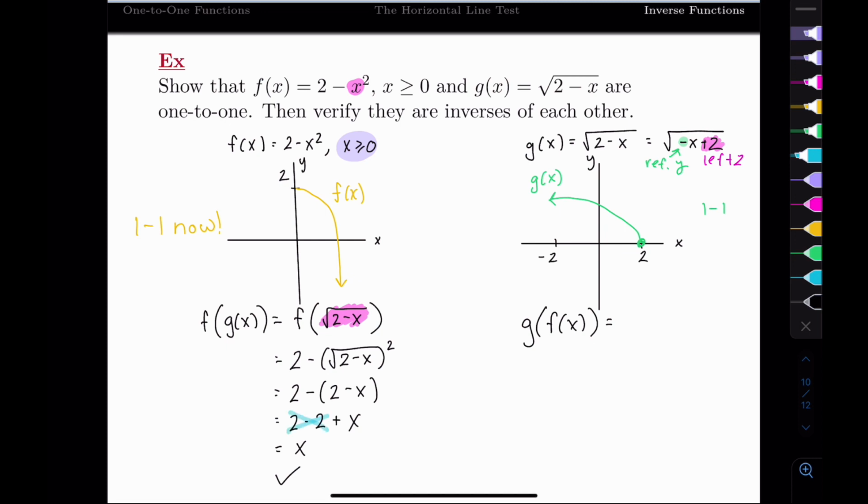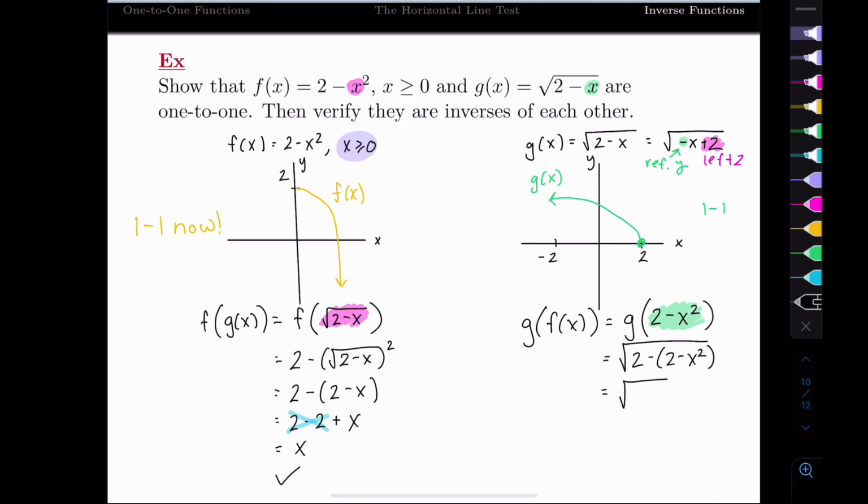Okay? So it happened in one of the directions. Now hopefully it happens for the other as well. Here now I'm going to take my function g and I'm going to plug in this expression for f. So anywhere I see an x in g, it's going to get replaced by 2 minus x squared. So this becomes the square root of 2 minus (2 minus x squared).